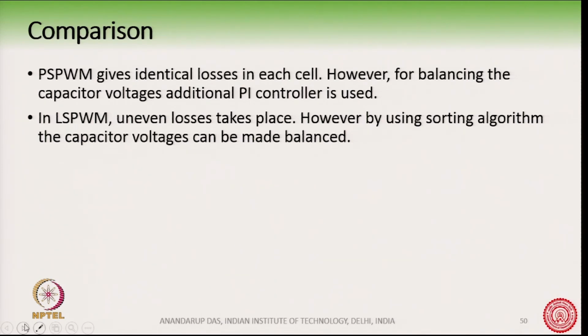Okay. Now, if you make a comparison of phase shift PWM and level shift PWM, phase shift PWM gives identical losses in each cell because the reference waveform is the same for all the cells. Okay. But for balancing the capacitor voltages, because the cells have capacitors on the DC bus and we have to balance those capacitor voltages, for implementing phase shift PWM, we need additional PI controllers to balance the capacitor voltages.